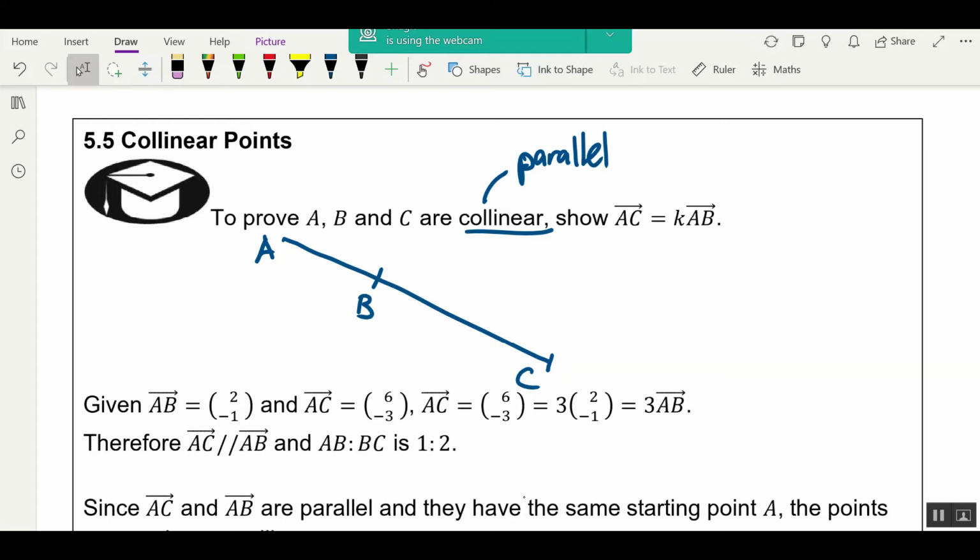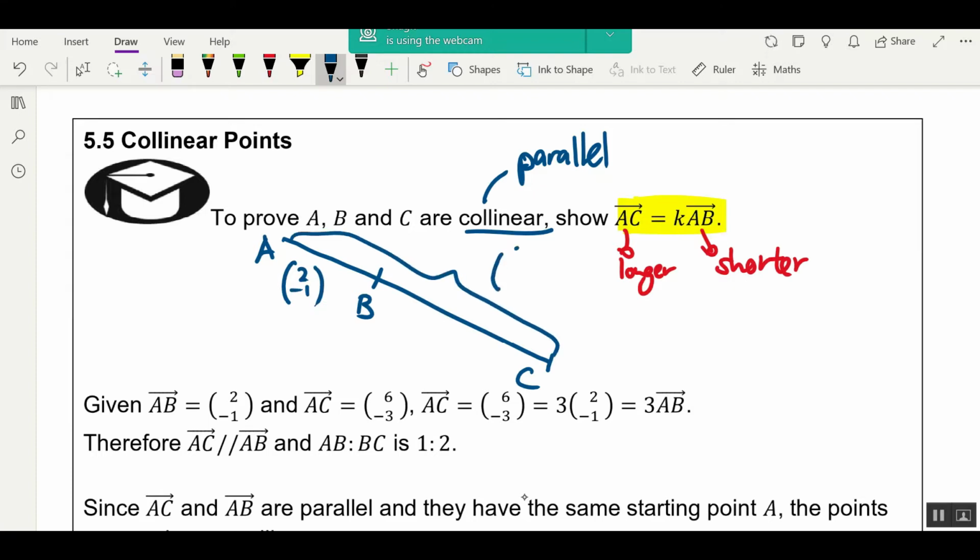If you are collinear, your job is to show that the longer one, AC, is equal to k times the shorter one. Why? Because we can factorize a factor out of AC. Let's say AB is equal to (2, -1), and AC is equal to (6, -3). Now, I can factorize a 3 out of AC, which means that I can show that AC is equal to 3 times AB. So AC is parallel to AB, and the ratio of AB to BC is 1:2.